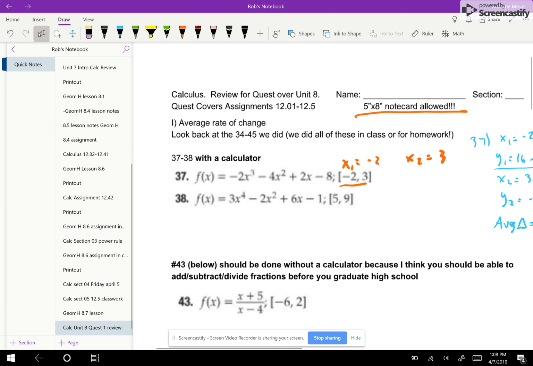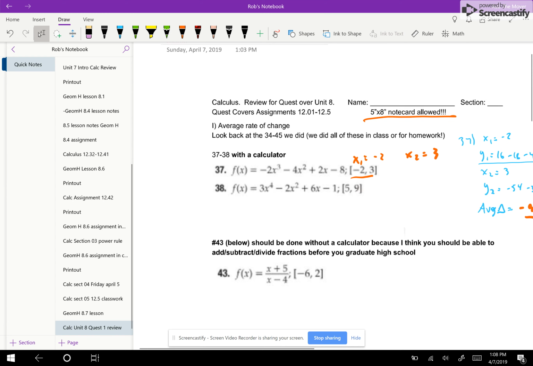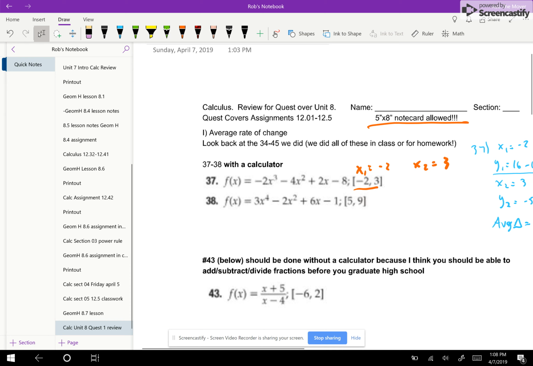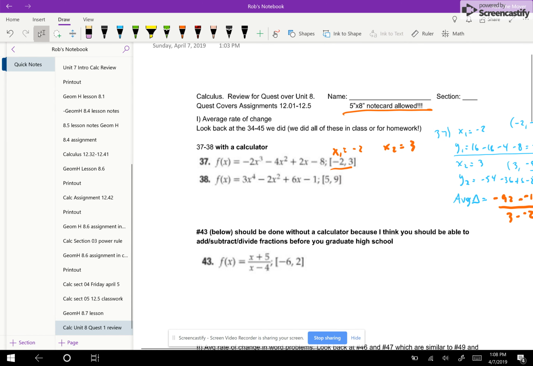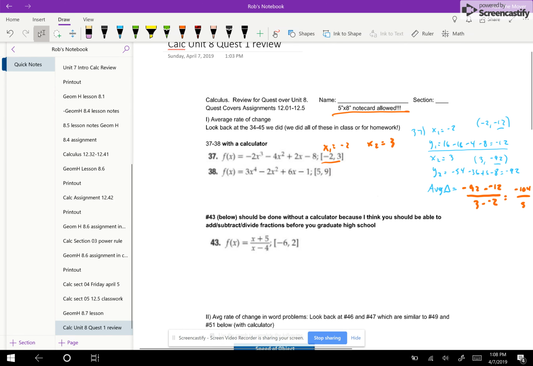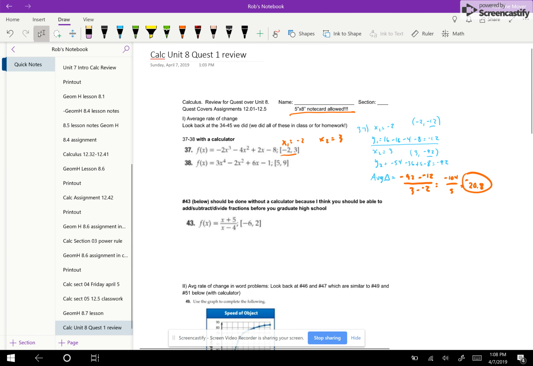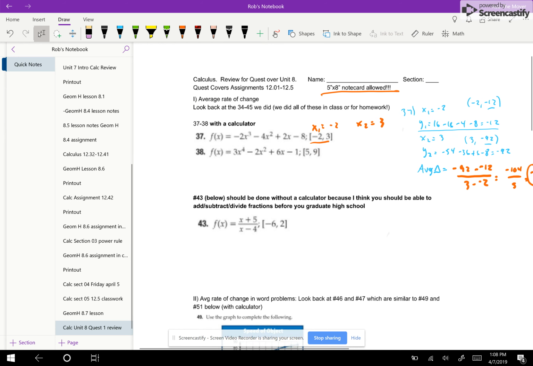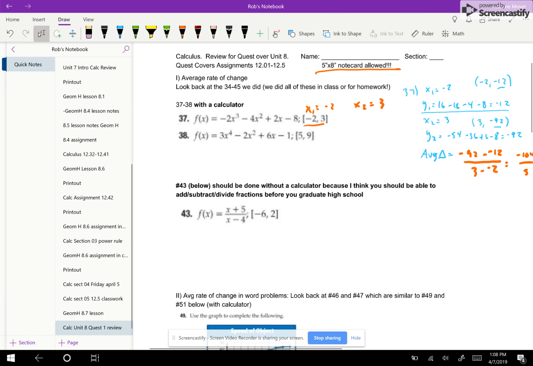Okay, do something similar for 38. The numbers are going to get a little bit big here. So to do it, I'll do this later on a calculator. I'll upload the answer key here. Not necessary to make a video for that. Let's go on to 43. So we should be able to do this without a calculator.